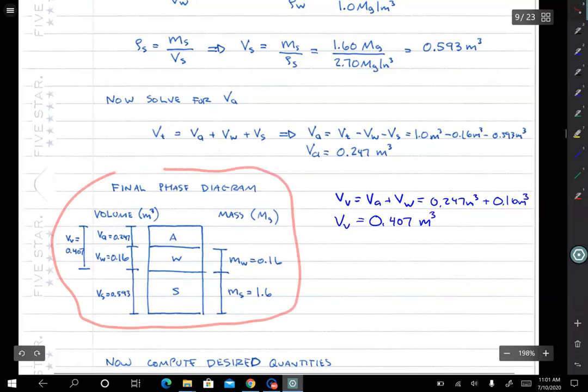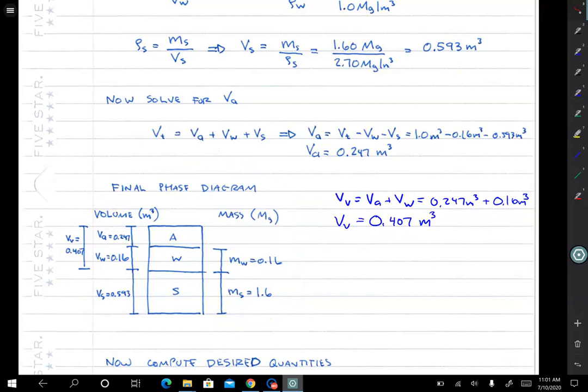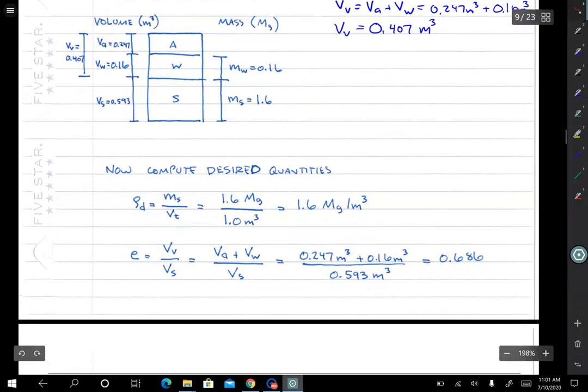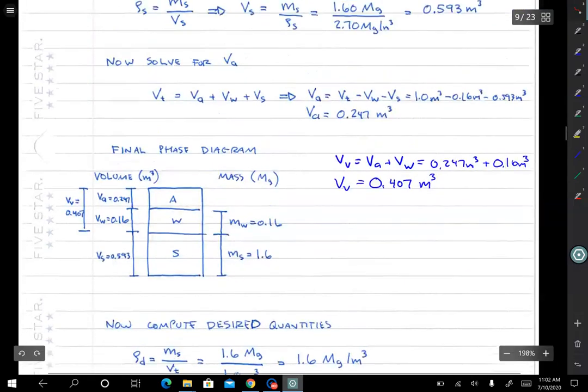And at this point, the problem is basically solved. We've done the hard work. All we have to do now is invoke our definitions of void ratio, total saturated density, porosity, and so forth. So that's what we're doing here. The dry density is the mass of solids divided by the total volume. You get 1.6 megagrams divided by 1 meter cubed. It's just 1.6 megagrams per meter cubed. Pretty easy. Now that should be lower than the total density.